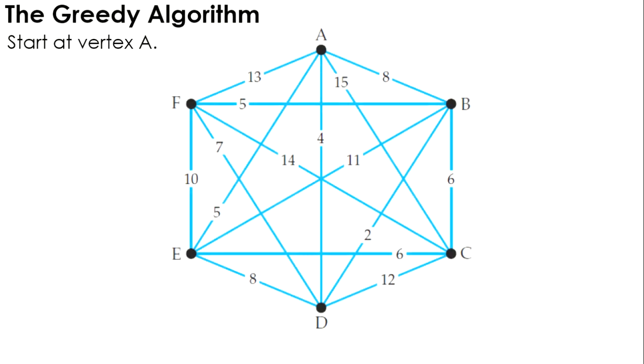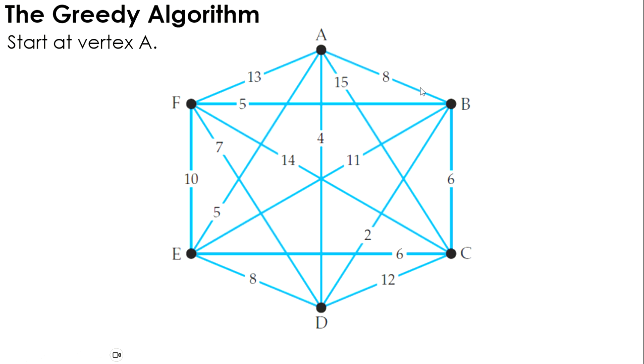For instance, you can choose any vertex unless there's an instruction. You can start with vertex A, B, C, D, E, or F. But here there's an instruction to start at vertex A, so let's start with vertex A. We look at the weights of each edge connected to vertex A. A going to F is 13, A to E is 5, A to D is 4, A to C is 15, and A to B is 8.